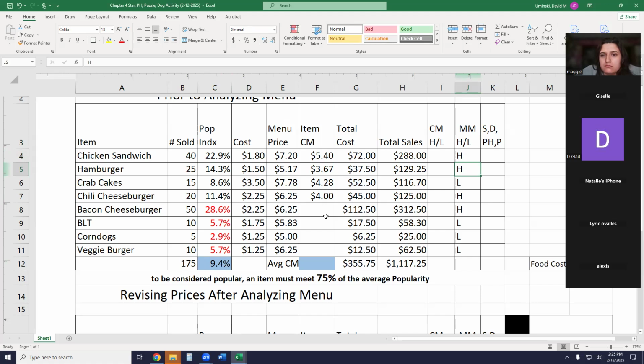All right, contribution margins. This one's easy. We're doing the menu item, how much we sell it for, we subtract. So in this case, I sell it for $6.25 and I want to subtract the $2.25 cost me, $4. Okay. BLT is $5.83 minus 1.75. 4.08 is my contribution margin.